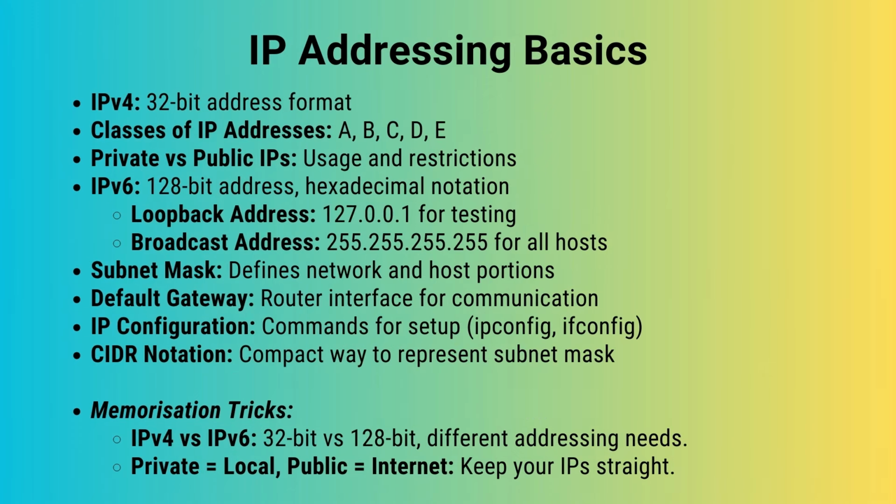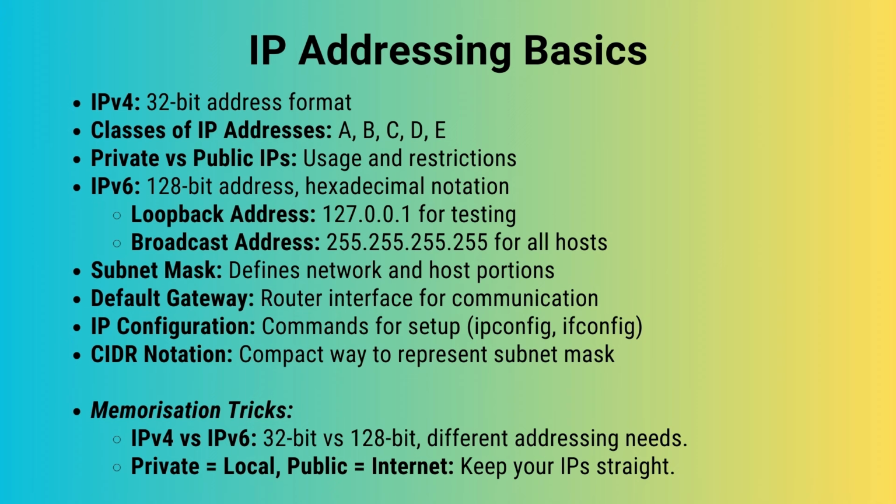An IP address uniquely identifies devices on a network. IPv4 uses 32-bit addresses written as 4 numbers separated by dots. IP classes A, B, and C are for general use, D for multicast, and E for experimental. We have private IP ranges for internal networks and public IPs for internet use.